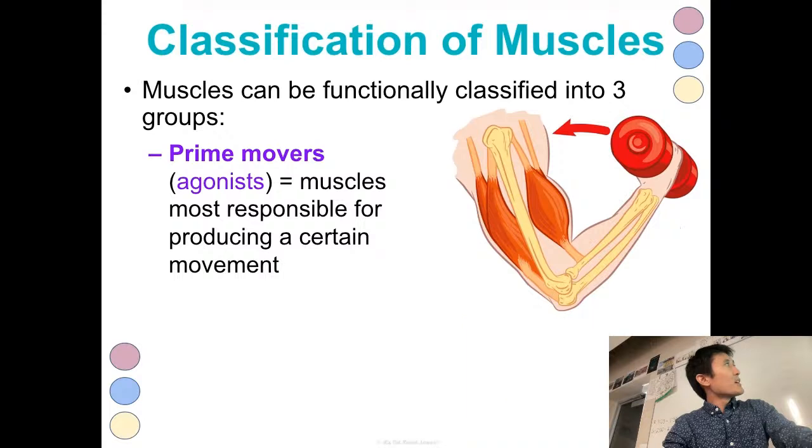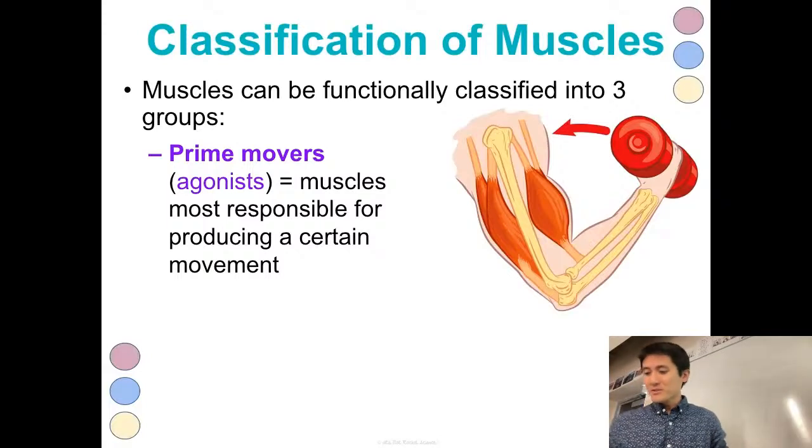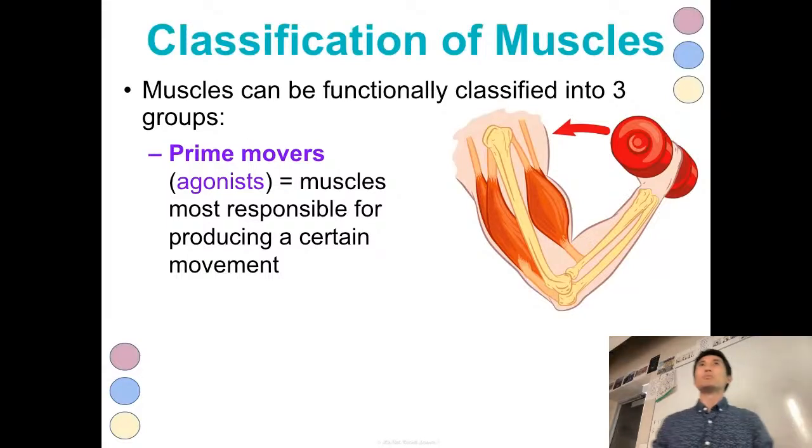All right, moving on. There are 3 different types of muscles, just like there's different types of bones and 3 different kinds of joints, functionally and structurally. Actually, sorry, there's 4 different types of bones. The first type of muscle is what we call a prime mover. Prime, just like Optimus Prime. Prime means the greatest or the number one. So this is the main muscle responsible for a movement.